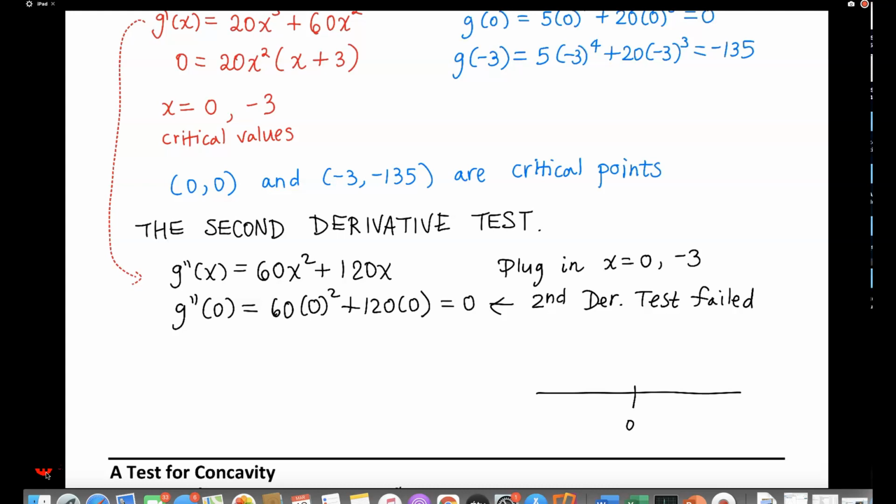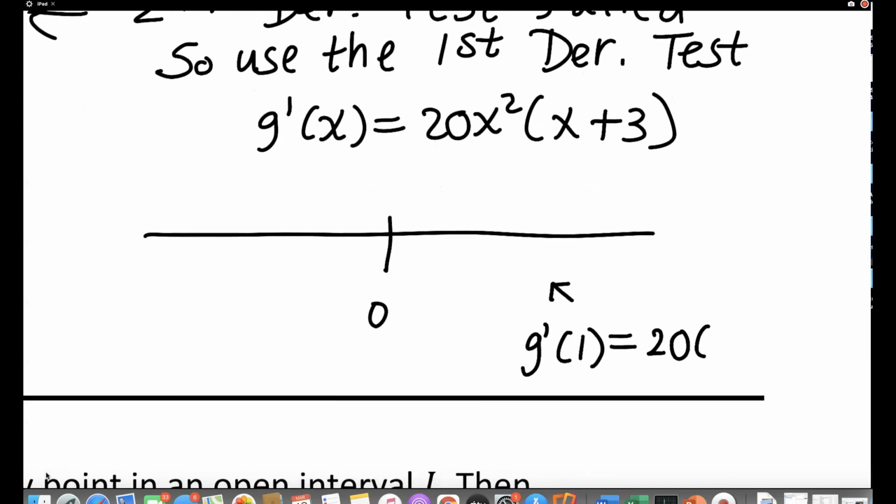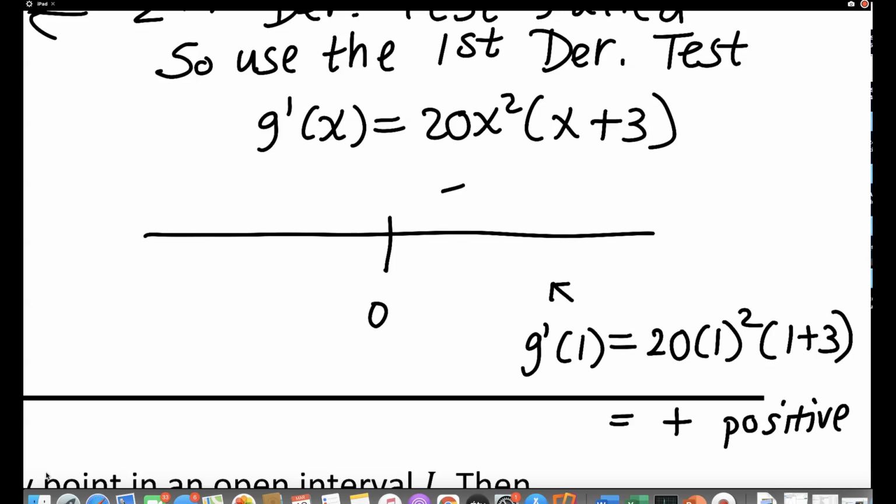So now I'm using the first derivative test here. The first derivative is g prime of x equals 20x squared times x plus 3. Let me zoom in for you. If I plug in a number that is bigger than 0, I'm thinking 1 is perfect. If I plug in 1, what will that be? 20 times 1 squared times 1 plus 3. I can tell this is going to be a positive number. So this will be increasing to the right of 0.